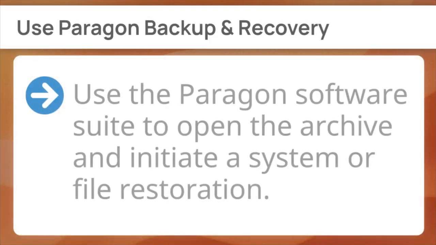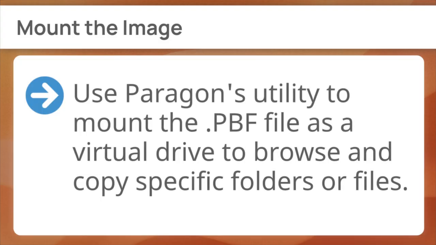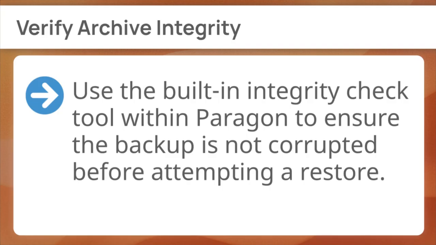First, use Paragon Backup and Recovery. Use the Paragon software suite to open the archive and initiate a system or file restoration. Next, mount the image. Use Paragon's utility to mount the PBF file as a virtual drive to browse and copy specific folders or files. Finally, verify archive integrity. Use the built-in integrity check tool within Paragon to ensure the backup is not corrupted before attempting a restore.